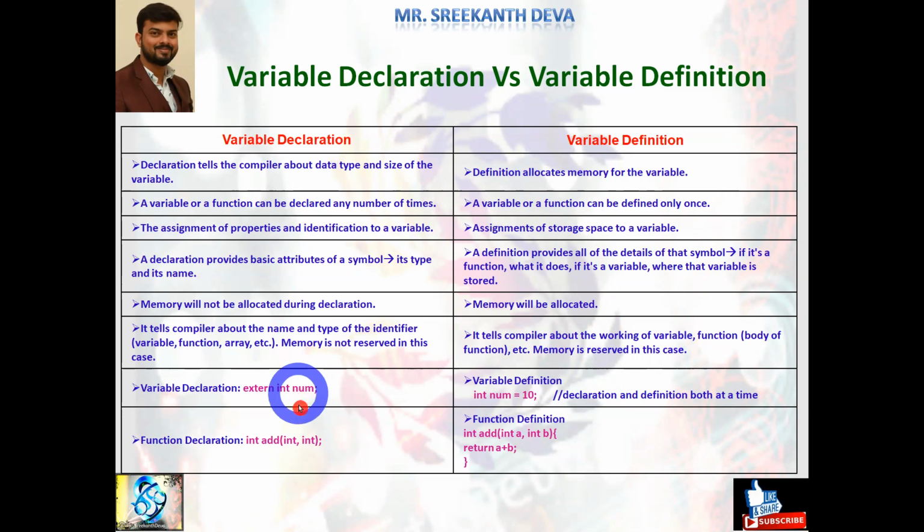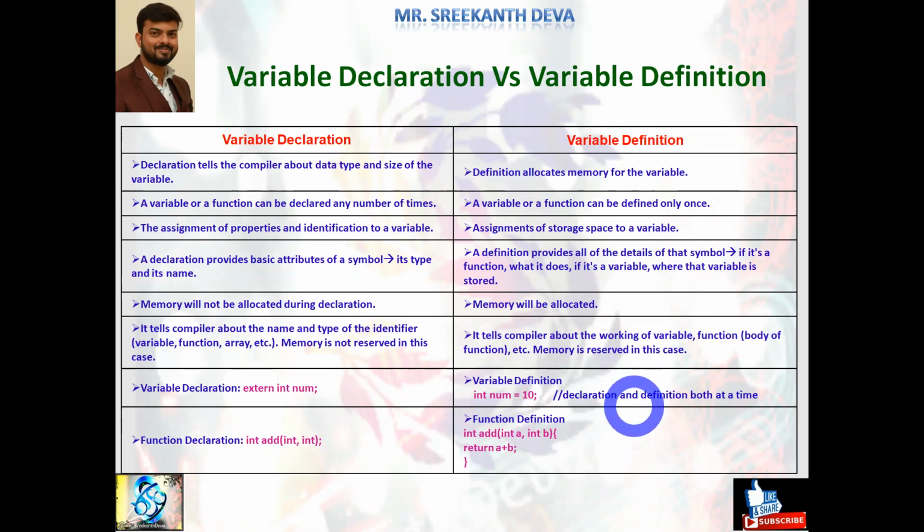Example, variable declaration: we are using a keyword called extern. extern int num; it tells the compiler that its name is num and it is of integer type. Space is not allocated for it in memory. In the case of variable definition, like int num = 10, here we create a variable and assign some value to it. Here memory for the variable will be allocated.